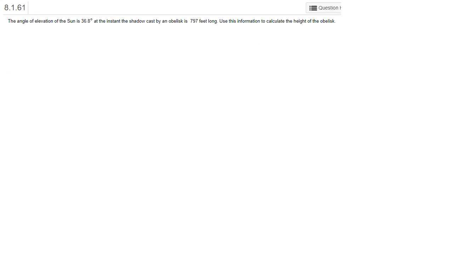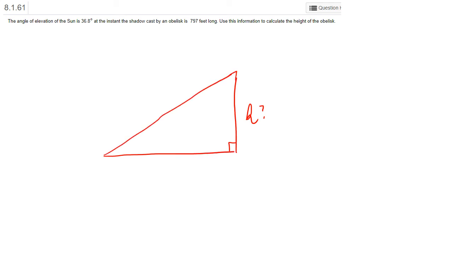Okay, moving on. The angle of elevation of the sun is 36.8 degrees. At the instant, the shadow cast by an obelisk is 797 feet long. So what that tells us is, I've got an obelisk, and again, I'm going to assume that it is straight up. I do not know the height, but I do know that a shadow of length 797 feet is cast when the angle to the sun is exactly 36.8 degrees. Very similar to the last problem, I've got an angle, I've got an unknown height, I've got the length of a shadow which is known.